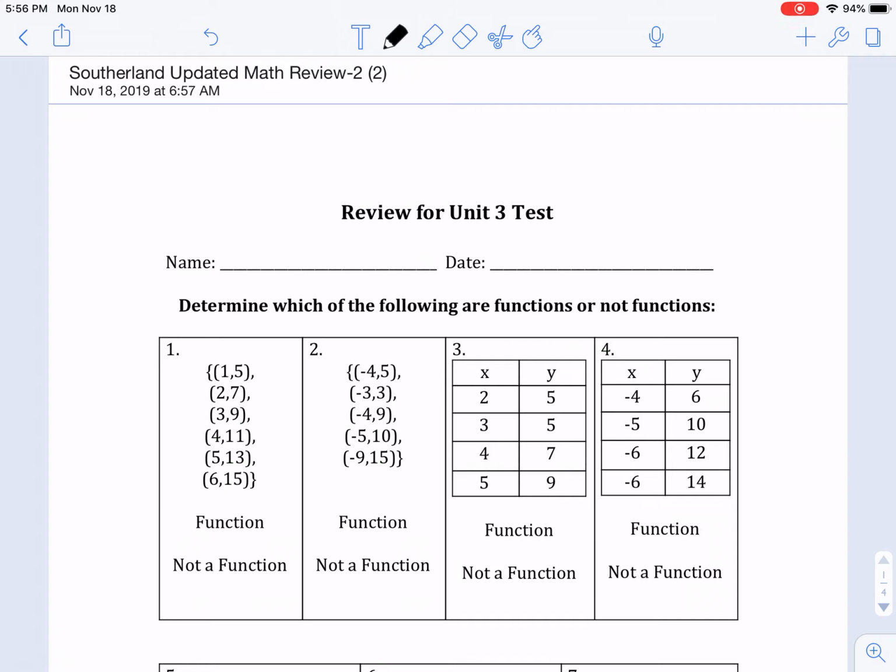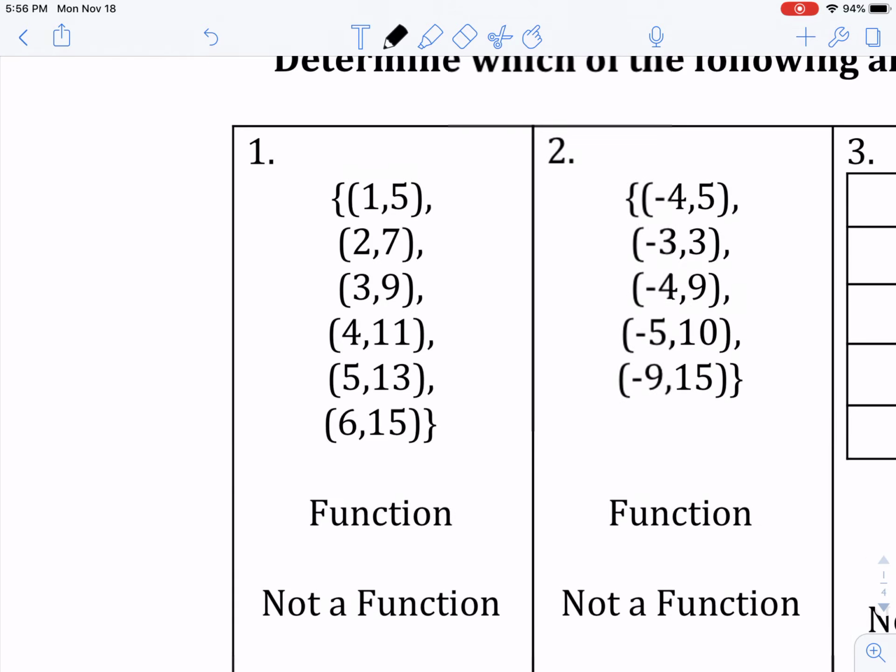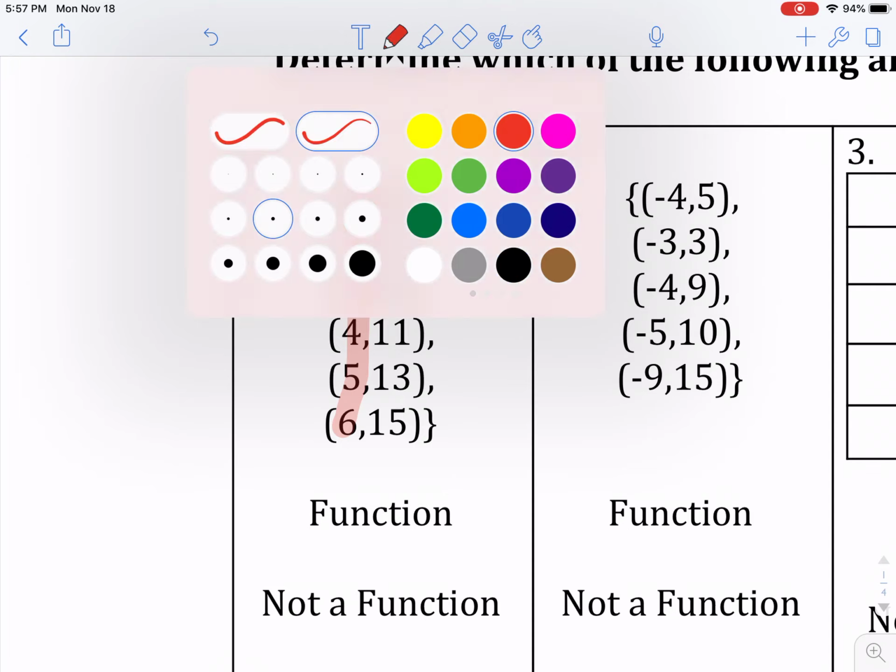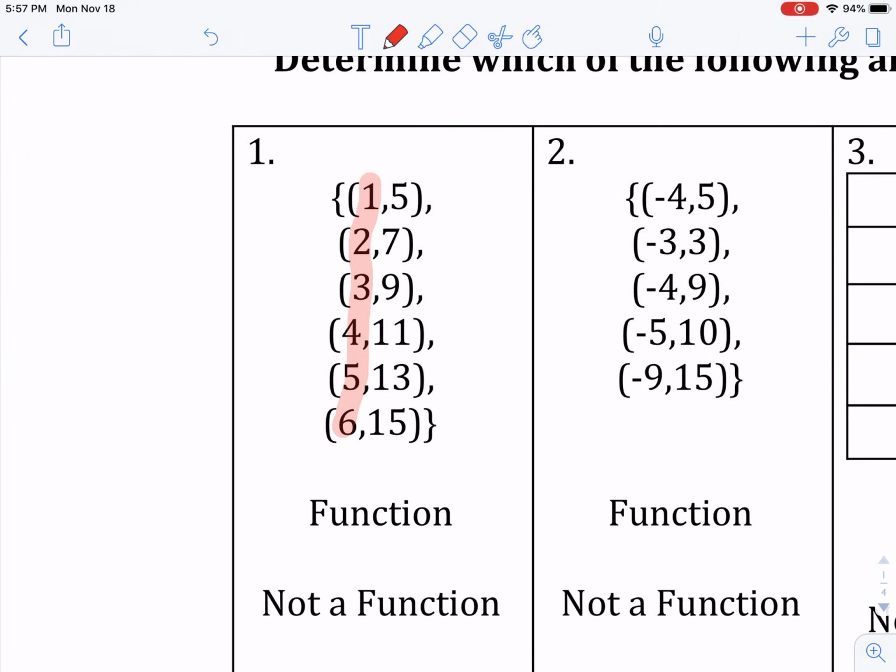The first thing we're going to take a look at is to determine whether or not a list of ordered pairs is a function or not a function. So if we look at number 1, what we're really looking at is these values here. And what you should notice is that they go 1, 2, 3, 4, 5, 6. None of the x values repeat, which means that this is a function.